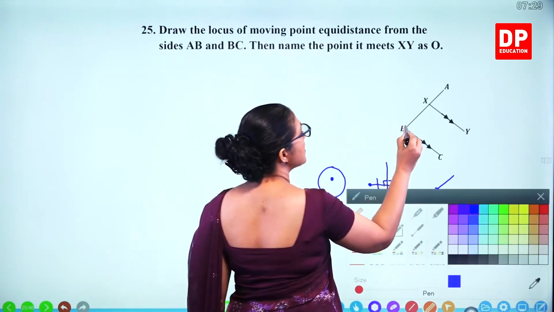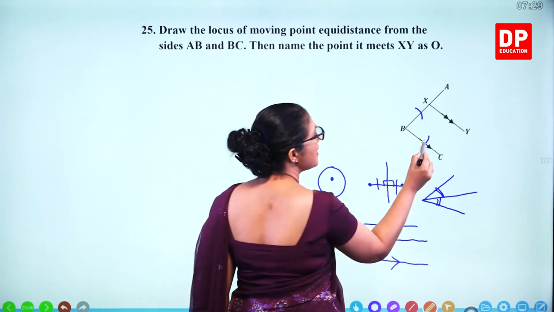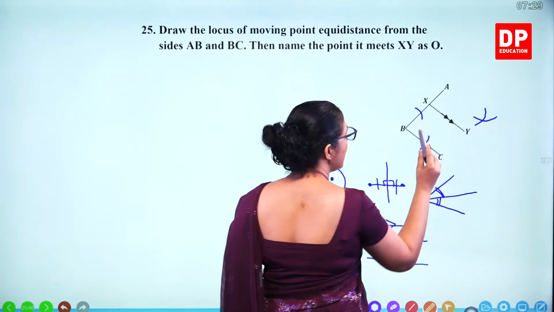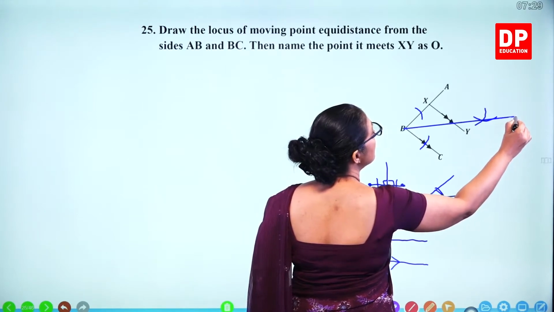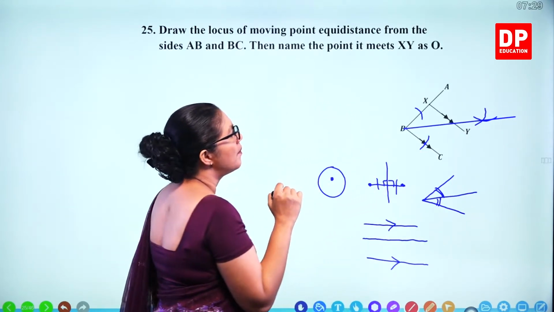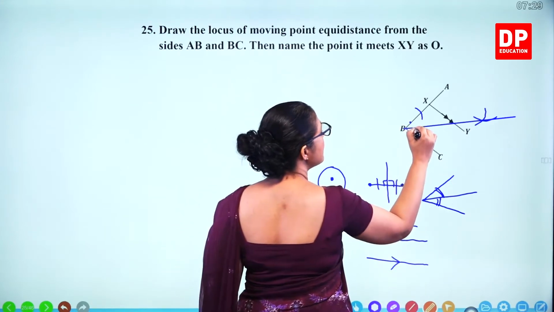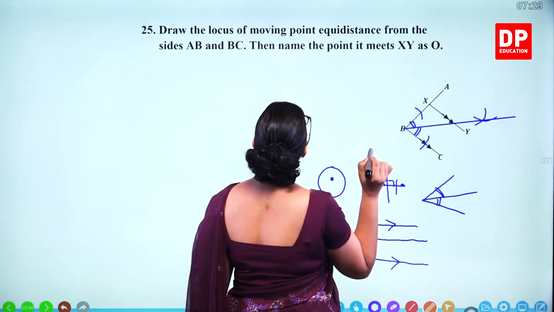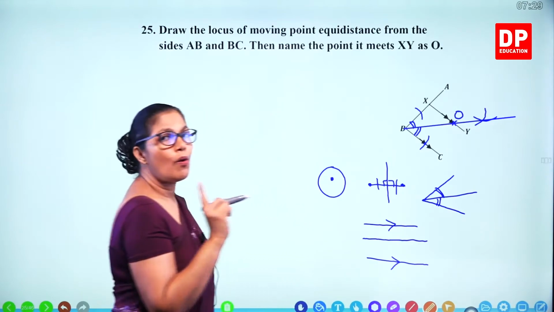So what you do? Take the compass, draw 2 arcs like this with the same distance and keep the compass here. Draw an arc in the middle, an arc in the middle, and now you can connect this intersecting point. So that means angle bisector, this angle is equal to this angle. Where it meets the XY is the point O. So this point is O.